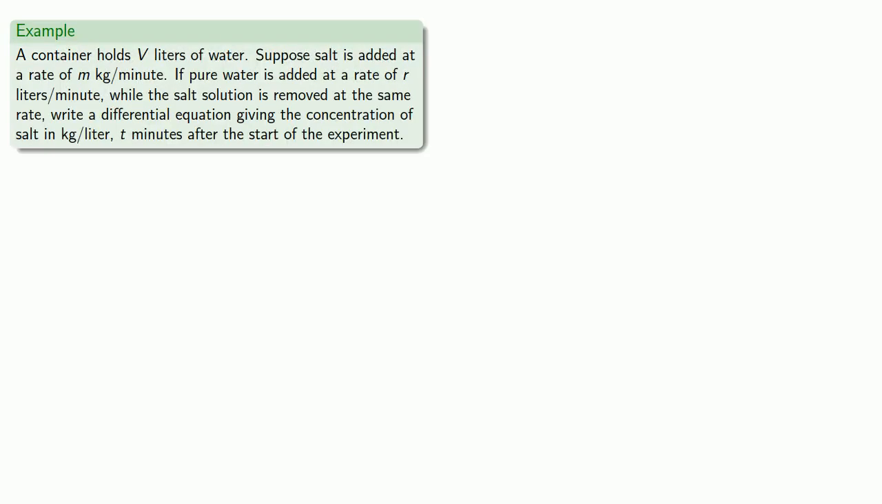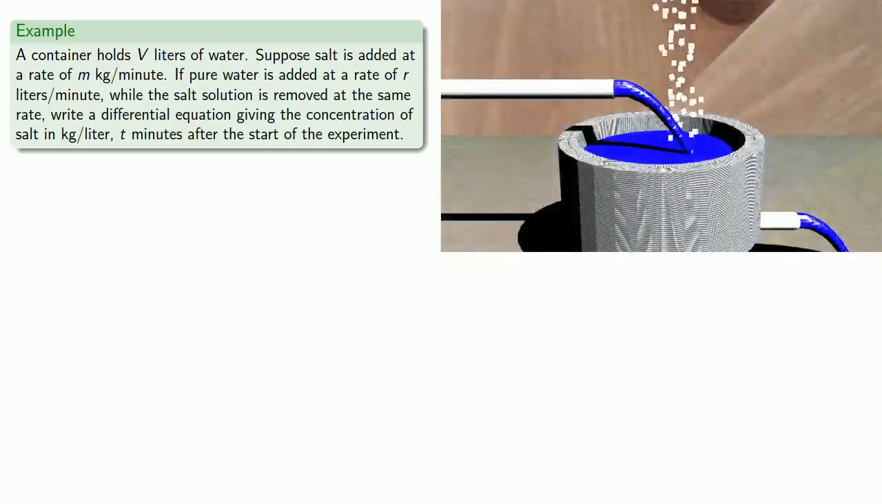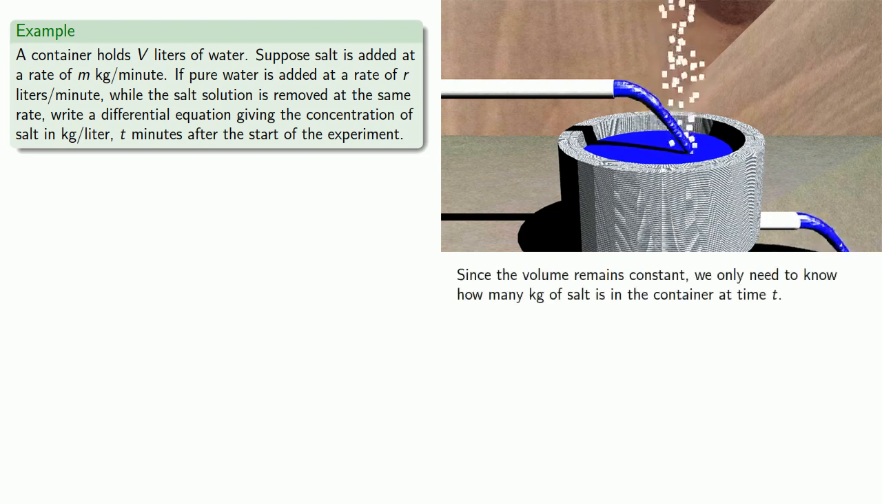For example, suppose a container holds V liters of water, and suppose that salt is added at a rate of m kilograms per minute. If pure water is added at a rate of r liters per minute, while the salt solution is removed at the same rate, let's write a differential equation giving the concentration of salt in kilograms per liter t minutes after the start of the experiment. We'll make the simplifying assumption that the concentration of salt in the container is uniform. Since the volume remains constant, we only need to know how many kilograms of salt is in the container at any time t.